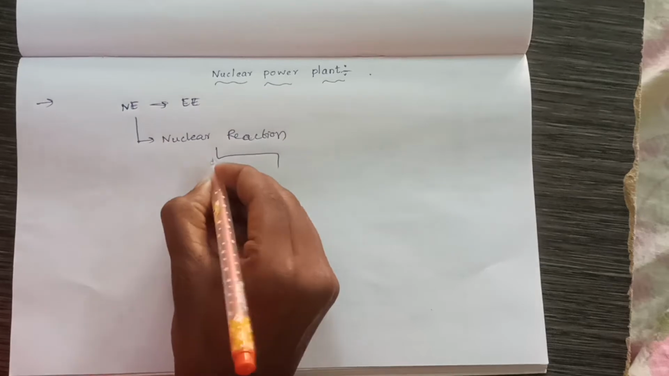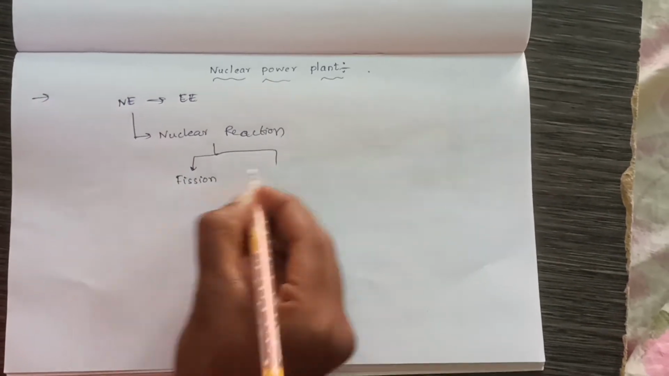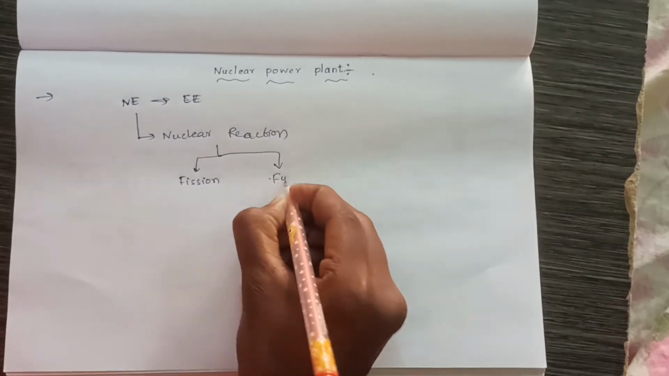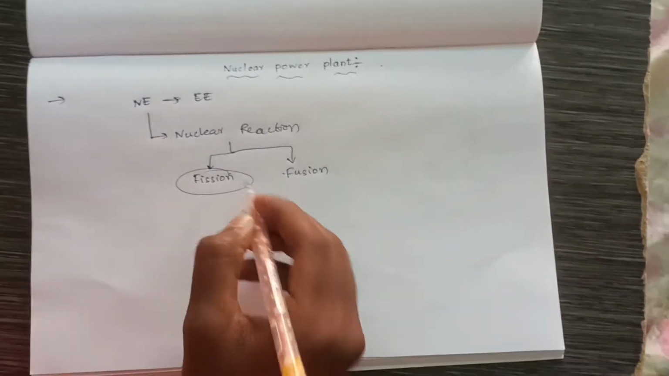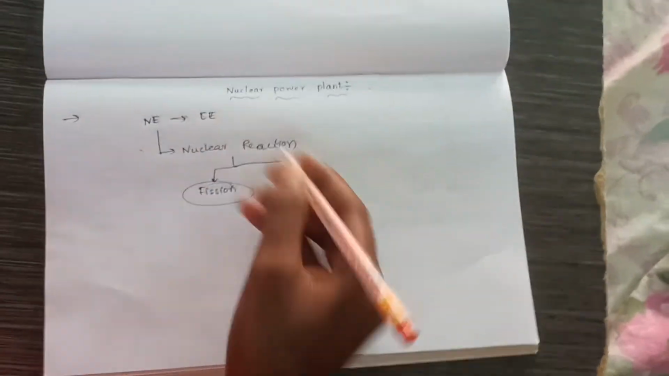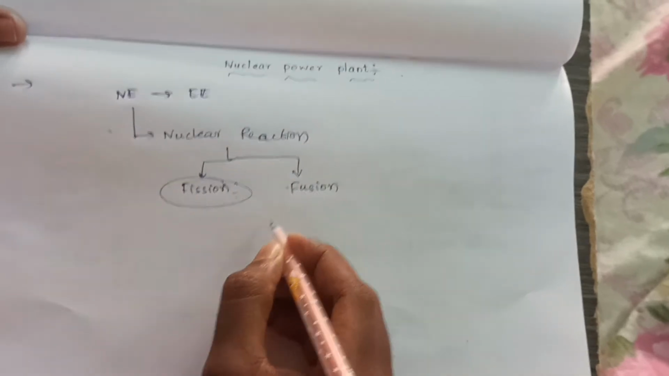Nuclear reaction is of two types: nuclear fission and nuclear fusion. In a nuclear power plant we use nuclear fission to generate the nuclear energy. So let me explain what nuclear fission is.